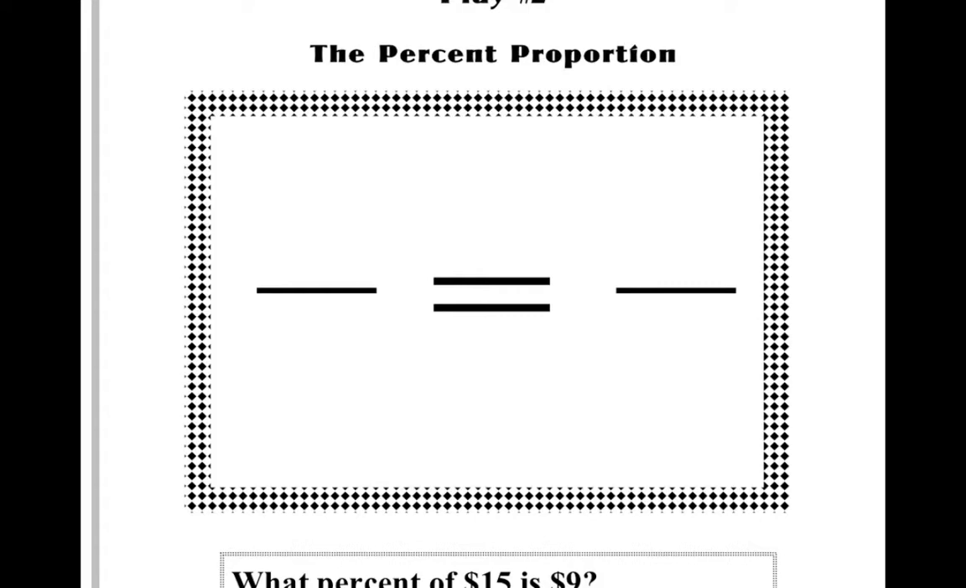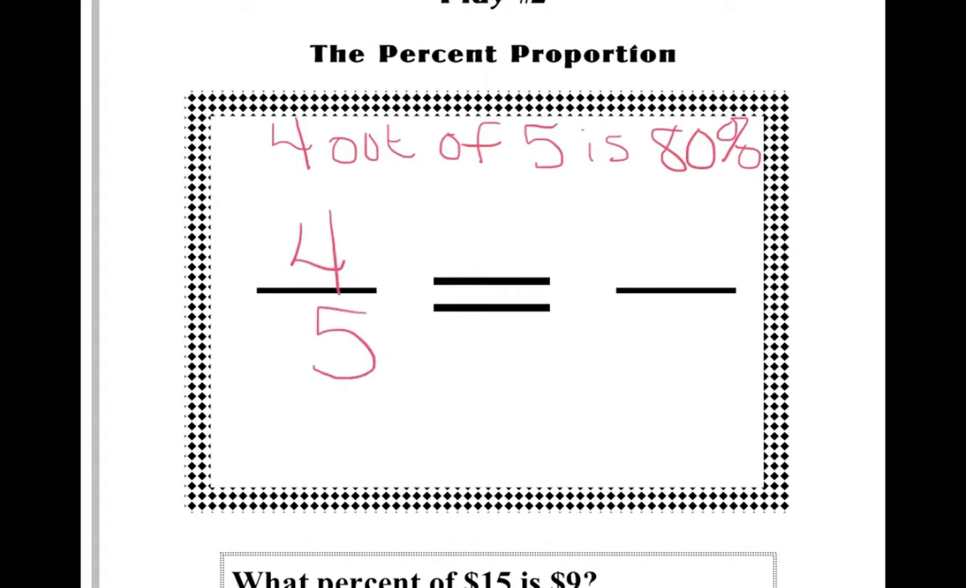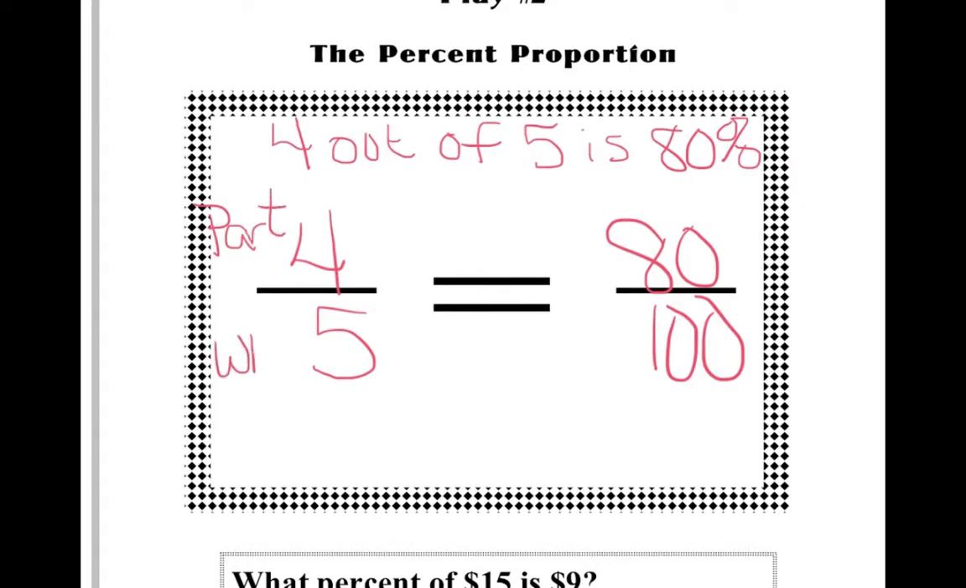Okay, so for example, if I wrote 4 out of 5 is 80%, you know that that is true. The way we would write that is 4 over 5 equals 80 over 100, right? This is the part. This is the whole. And this right here is your percent. So we're looking to create ratios where we compare the part and the whole to a percent.